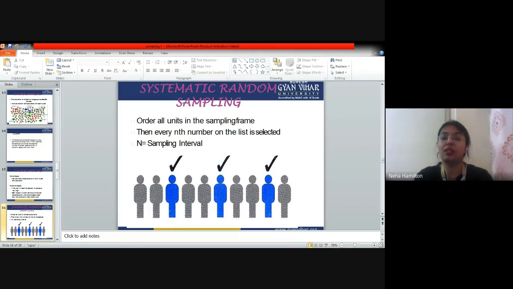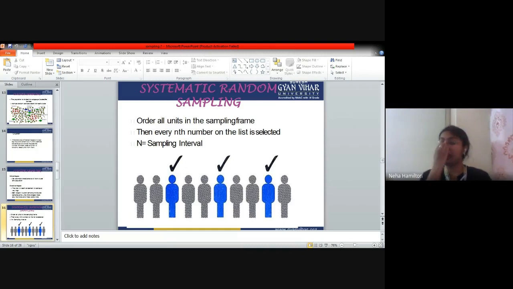right? Next, we are going to understand systematic random sampling. Now, what is systematic random sampling? In systematic random sampling, what we basically do is order all units in the sampling frame. So we make a sampling frame, make a sequence, and arrange the population on the basis of that sequence. The first step is we make a sequence, right? Now, what is the second step? In the second step, we select every nth number in a particular list.